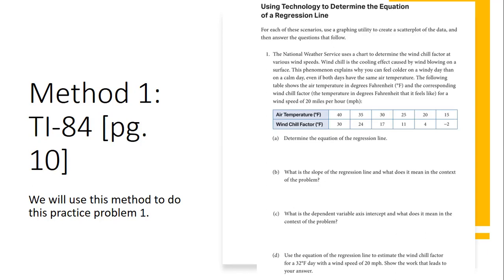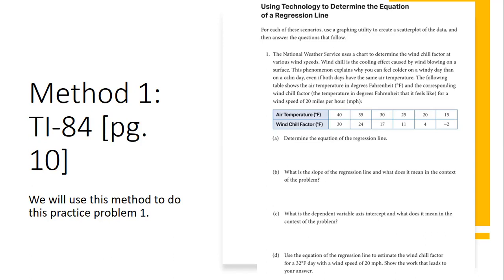This phenomenon explains why you can feel colder on a windy day than on a calm day, even if both days have the same air temperature. The following table shows the air temperature in degrees Fahrenheit and the corresponding wind chill factor, the temperature in degrees Fahrenheit that chills when the wind speed is 20 miles per hour.